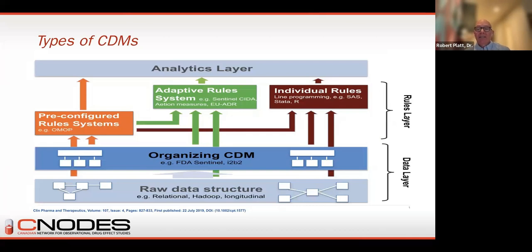Or you could take either the raw data set down at the bottom, or the organizing CDM, that is the structured data used by Sentinel, or the OMOP common data model standardized data, and write any code that you want to run the analyses. And so this, from left to right of this graph, goes from the most automated to the least automated kind of analytics.